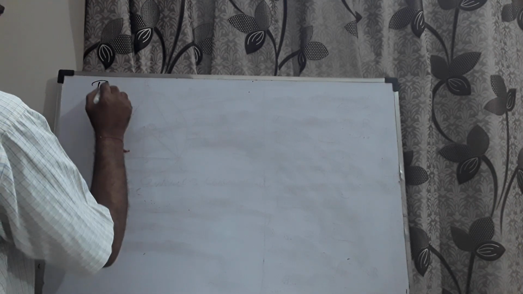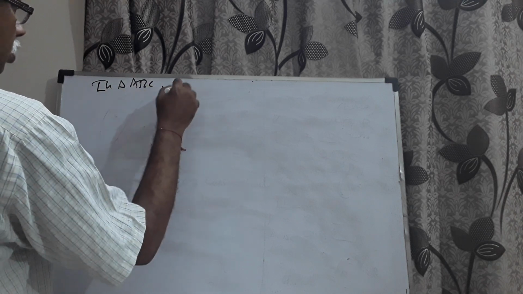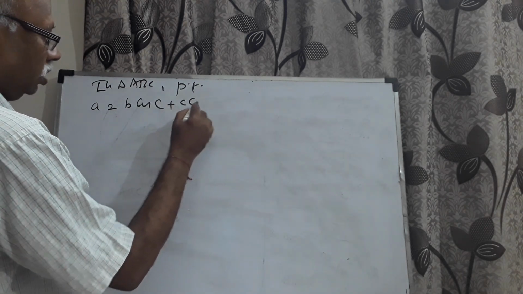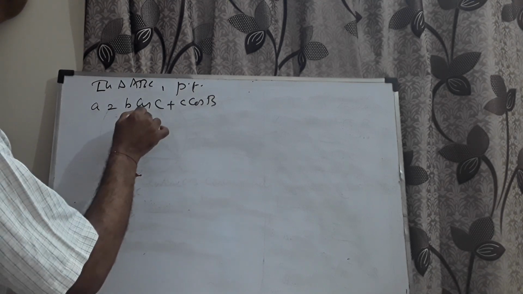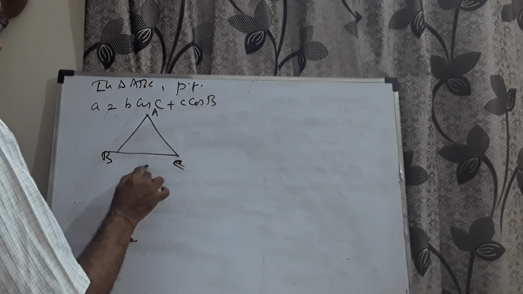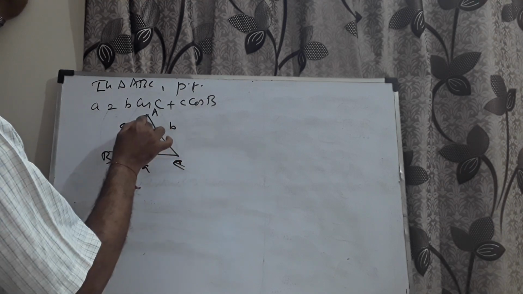Secondly, the second result: in triangle ABC, prove that a is equal to b cos C plus c cos B. In triangle ABC, prove that small a is equal to b cos C plus c cos B. It's not a difficult task. Just listen carefully. This length is a, this length is b, this length is c, let us say.